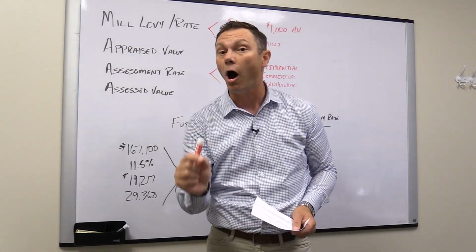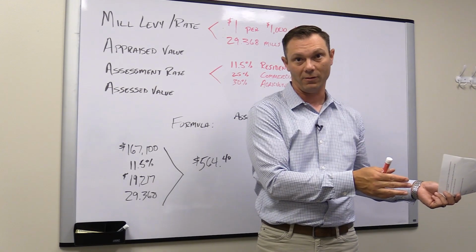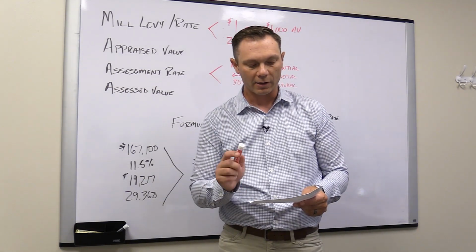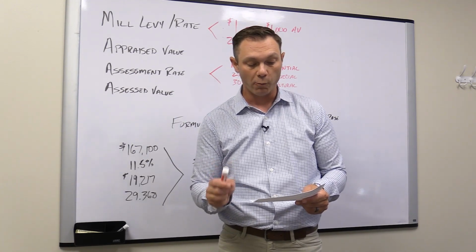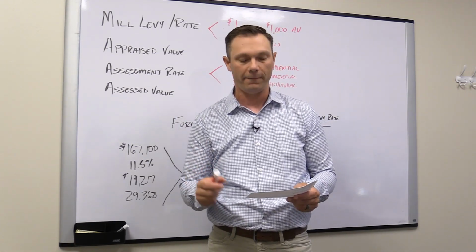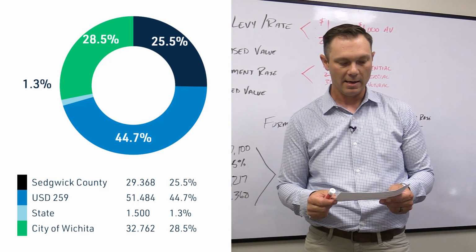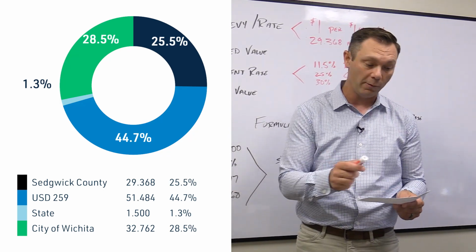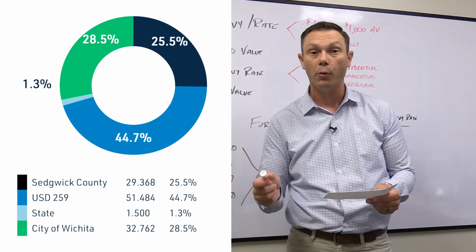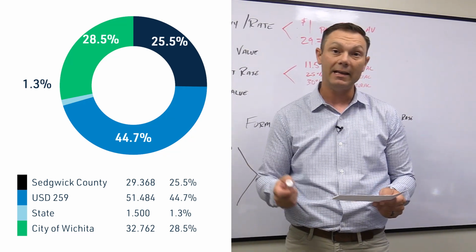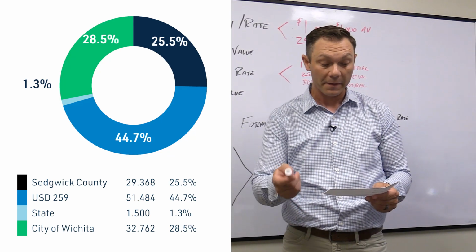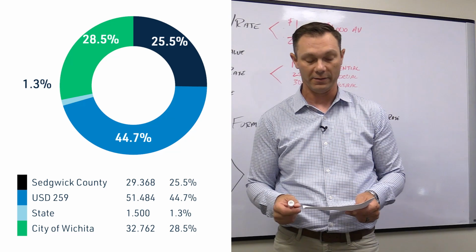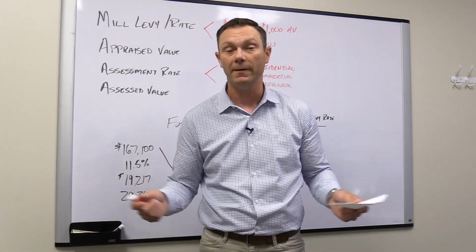Well, let's look at a common Wichita residential property owner and look at how this compares. So you'll see a common Wichita resident pays 115.114 mills of property taxes. Sedgwick County makes up 29.368. USD 259 makes up 51.484. The state is 1.5 mills. And then the city of Wichita is 32.762 mills, totaling approximately 115 mills.